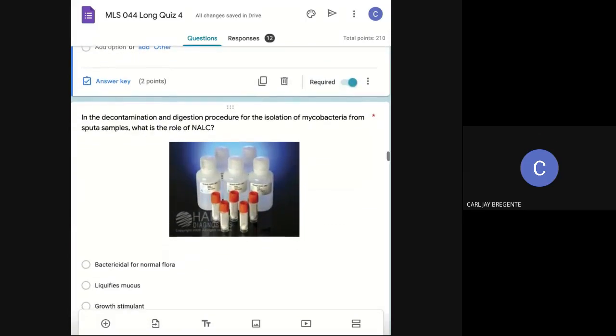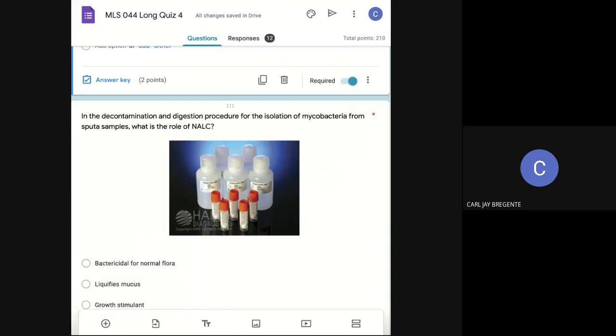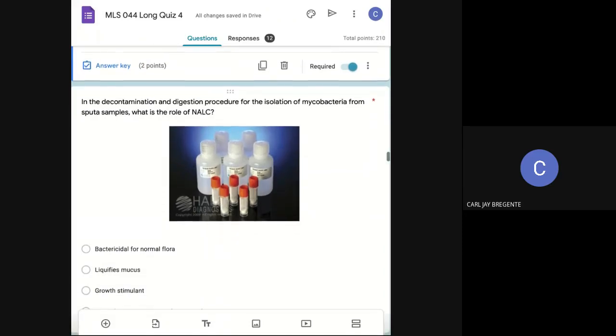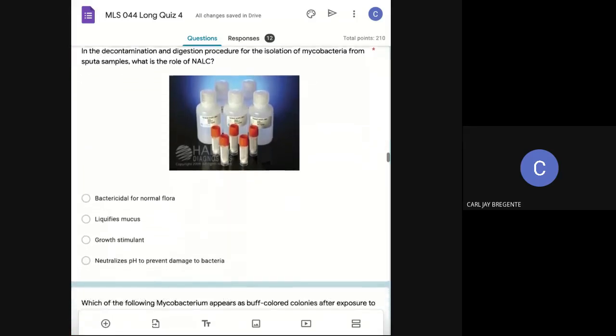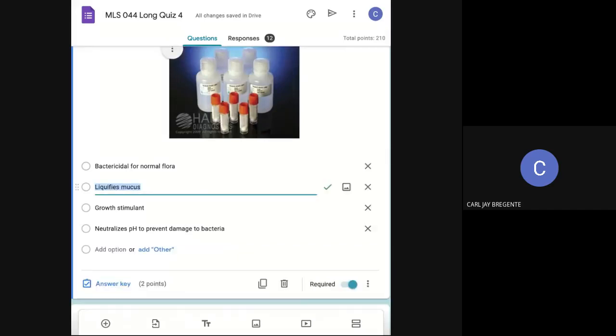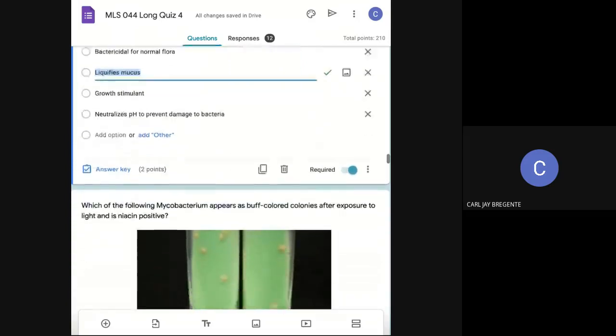In the decontamination and digestion procedure for the isolation of Mycobacterium sample, what is the role of NaLC? As I said kaganina, digestant siya. So digestant, so it liquefies mucus. So it's not bactericidal, it's not growth stimulant, it does not also neutralize pH. So it just liquefies mucus. Just digest the mucus para easy siya ma-culture. Kaya diba kung sputum sample class, kay grabe man na siya ka-sticky.